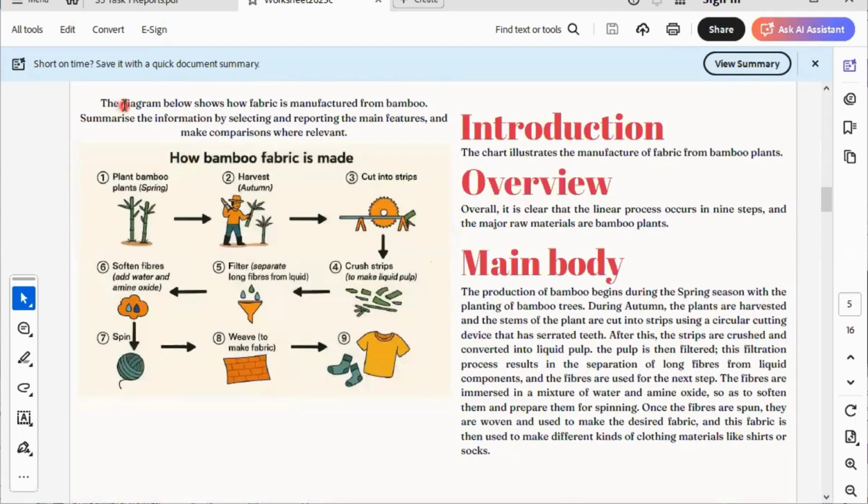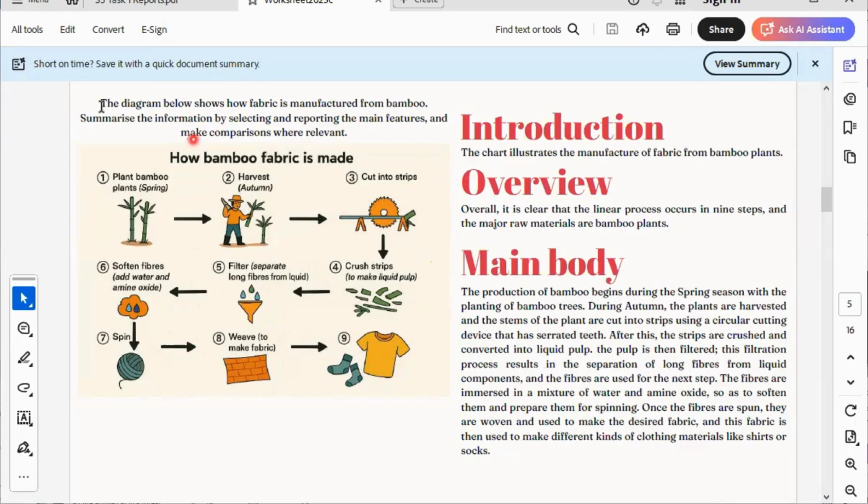Look at it here. The diagram below shows how fabric is manufactured from bamboo. Summarize the information by selecting and reporting the main features, and make comparison where relevant. Can you see what I said earlier on? And make comparison where relevant. So I have decided to split the thing so that you see the different parts. Introduction, the charts. So in writing your introduction, give us an idea of what the report is about. Okay, paraphrase the question prompt.